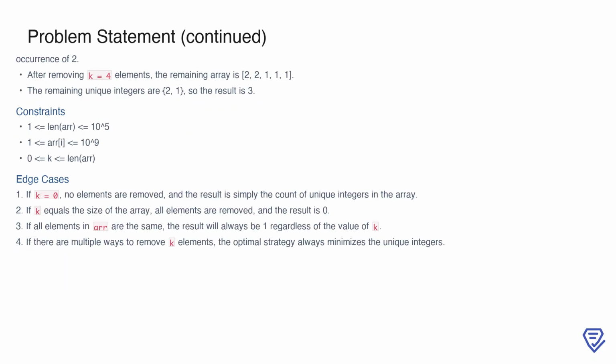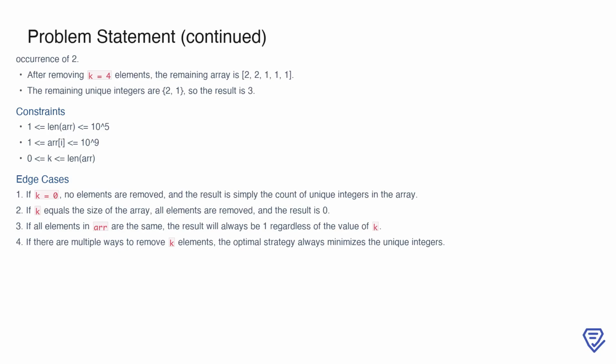Finally, in the third example, the input array is 2, 4, 1, 8, 3, 1, 2, 2, 1, and k is 4. Here, we need to remove 4 elements. The frequencies are as follows: 2 appears 3 times, 1 appears 3 times, and 4, 8, and 3 each appear once. To minimize unique integers, we start by removing elements with the lowest frequencies.